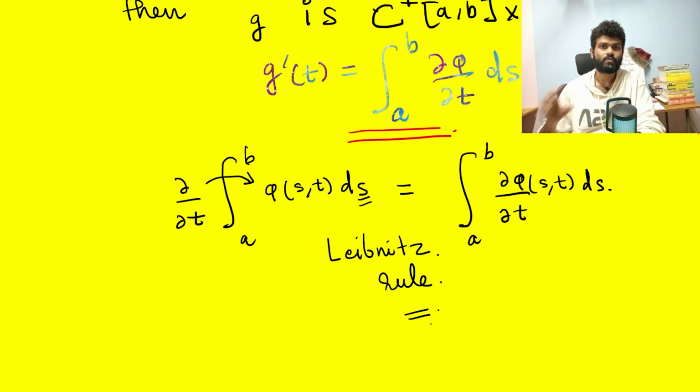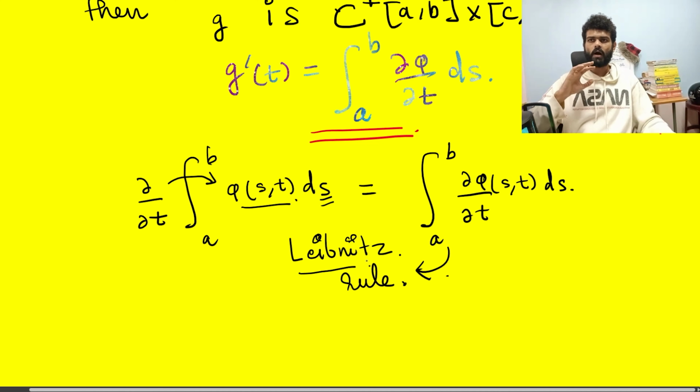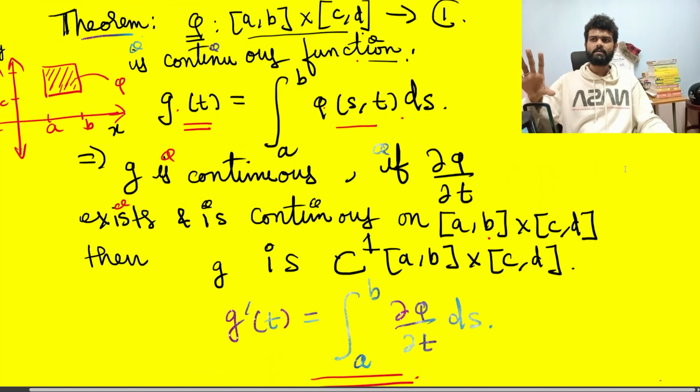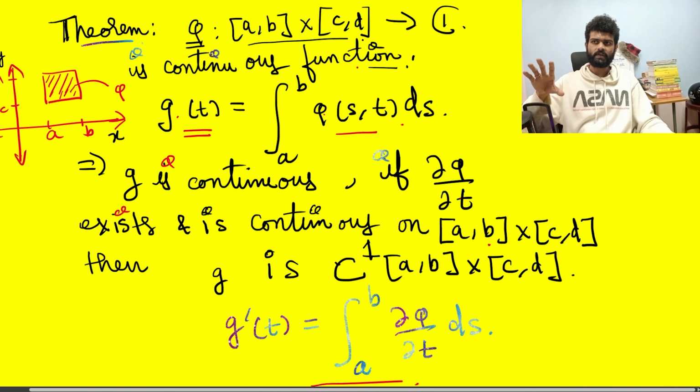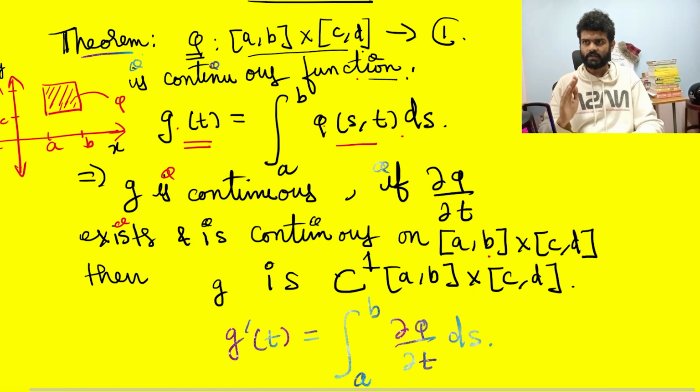So the question is, when can you do this? This can be done, and it's called Leibniz rule. I'll be giving you the statement and the proof of this particular theorem here. Okay, this is a big statement. You don't have to be afraid of this.